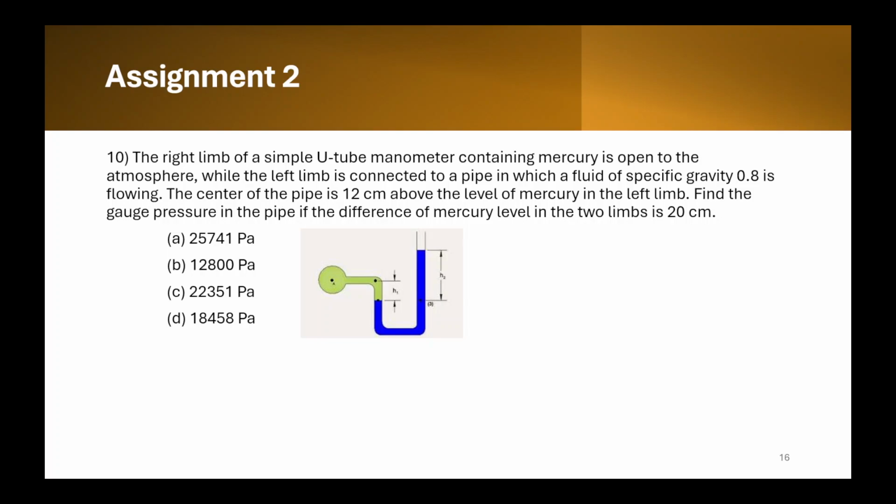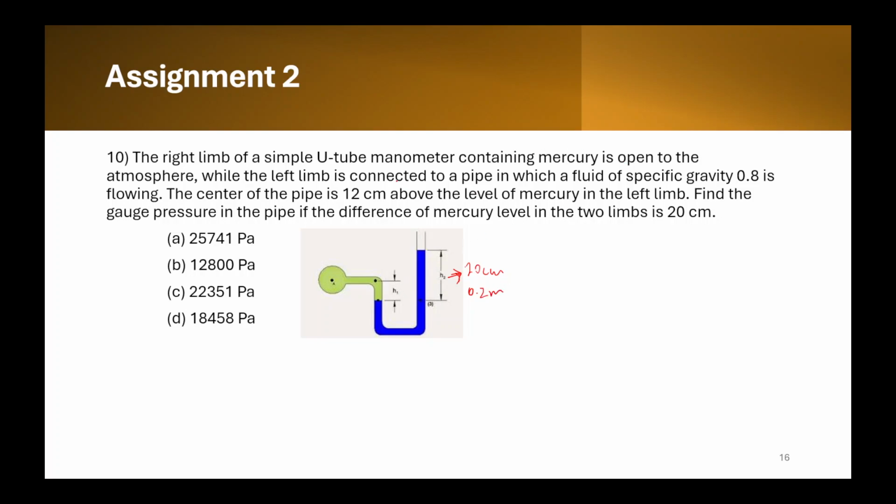The right limb of a simple U-tube manometer containing mercury is open to the atmosphere, while the left limb is connected to a pipe in which a fluid of specific gravity 0.8 is flowing. Now, the center of the pipe is 12 centimeter above the level of mercury in the left limb. Find the gauge pressure in the pipe if the difference of mercury level in the two limbs is 20 centimeter. The difference of mercury level in two limbs is 20 centimeter. So this H2 is 20 centimeter or 0.2 meters.